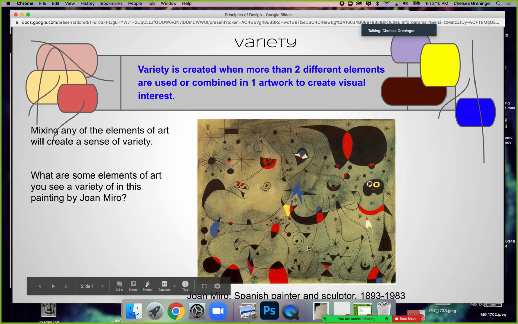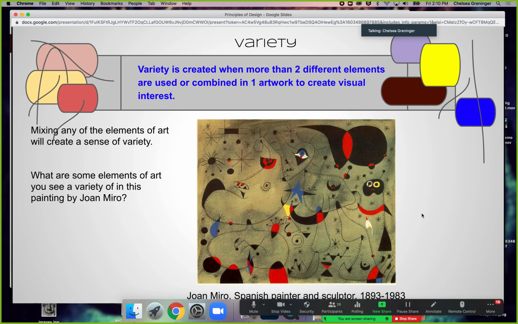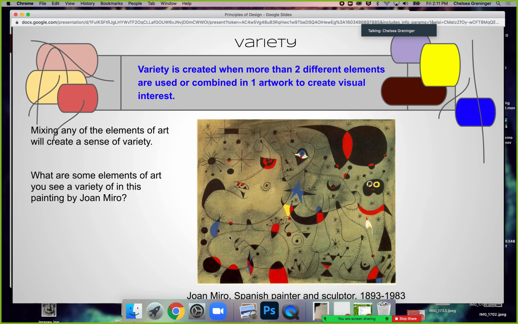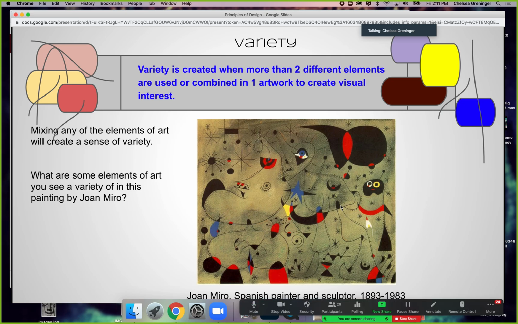So what is one element of art that you see a variety in when you look at this painting? Remember, our elements are color, line, shape, value, form, texture, and space. Line and shape, I think. Line and shape. Yeah, we see a variety of line. So we see some thinner lines and some thicker lines and some dotted lines. And then shape. We see lots of organic shapes of different sizes.